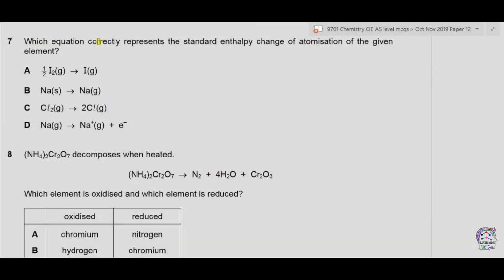Question 7. Which equation correctly represents the standard enthalpy change of atomization of the given element? Now you have to remember the definition of enthalpy change of atomization. In this, 1 mole of gaseous atoms are formed from elements in standard states.